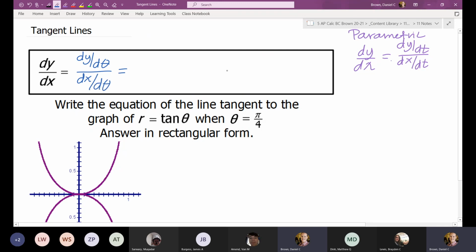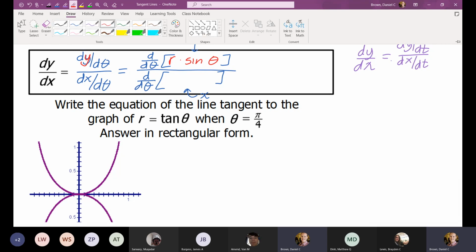Thinking about what that represents, d theta means you're taking the derivative with respect to theta. So we're going to think about it as d theta of y over d theta of what? Of the x. And here is where your conversions come from. Well, in polar to parametric form, what is y the same thing as? R times the sine of theta.